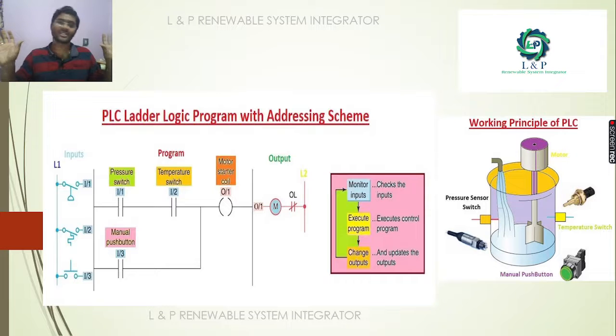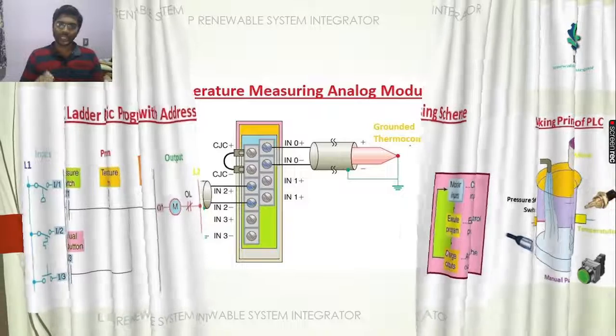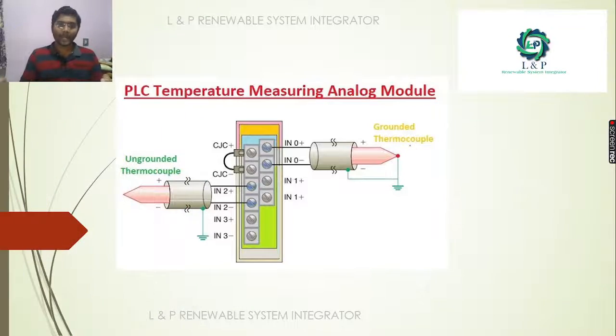So this is how the address is going to be, and based on the variety of input and output, the nomenclature might differ, but this is how the basic addressing scheme has started. Okay, so we are checking all the inputs. In order to execute the program, we are going to make a program. So this is an example of the program, and we have the output. Now let us consider another example of how a temperature sensor is connected with the analog module.